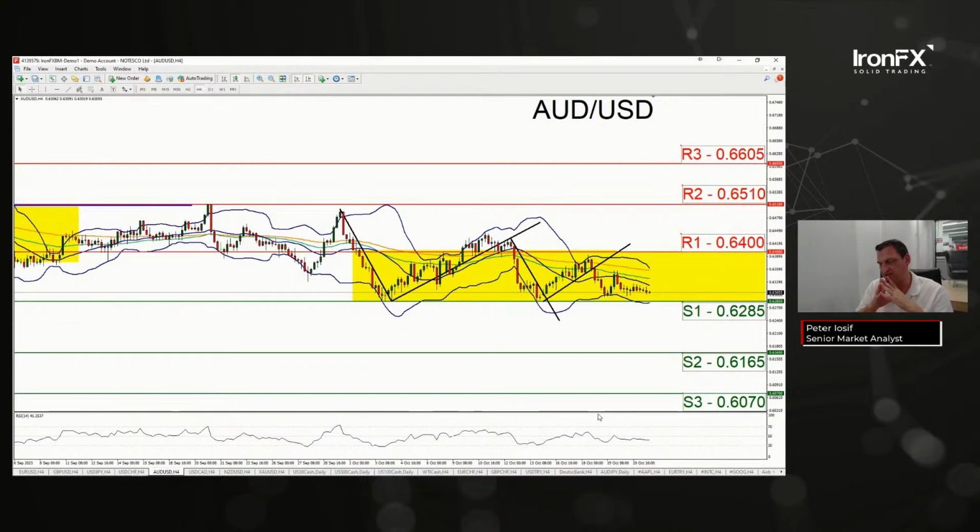So more or less, should the sideways motion be interrupted, I would expect it to be to the downside rather than to the upside. And for a bearish outlook, I would require the pair to clearly break the S1 0.6285 and start aiming for the 0.6165.